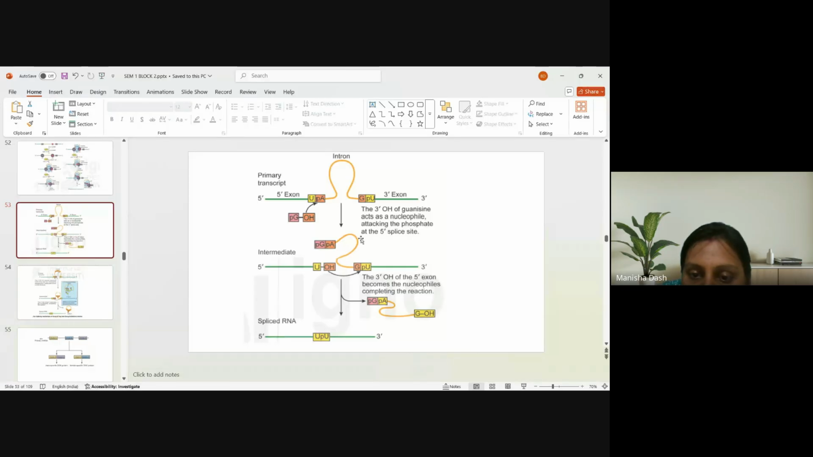So this entire sequence will be removed. This OH will now act upon the 5' phosphate of this sequence. The U that remains here will be bonded by the phosphate, and the entire intron will be released, leaving only the exons together. So this is the splicing mechanism of group 1 intron.